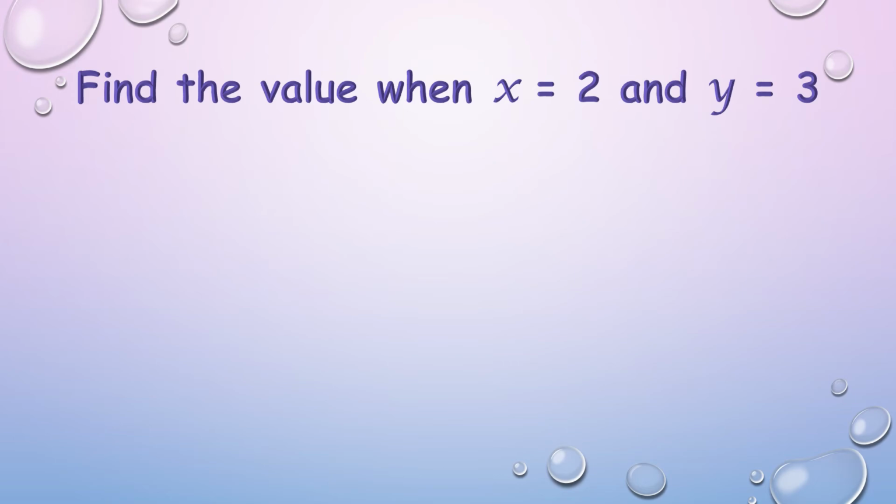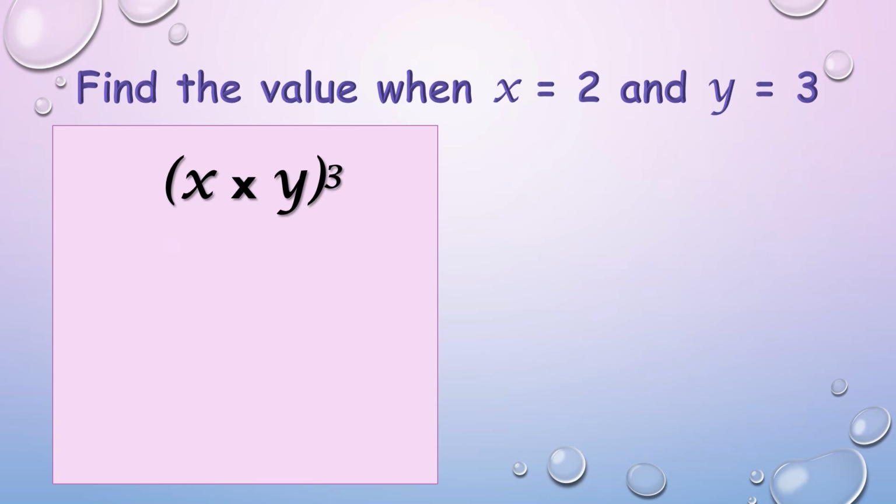Find the value when x equals 2 and y equals 3. X times y to the power 3. You have to find the value. They have given the values of x and y, so you have to substitute the values for x and y. Let's substitute x equals 2 and y equals 3. So 2 for x, 3 for y. Then it can be written as 2 times 3 to the power 3.